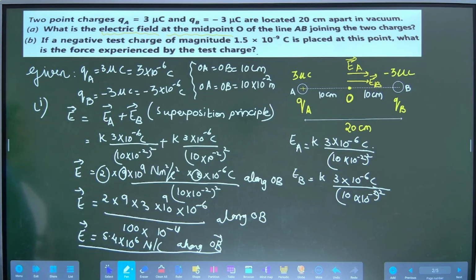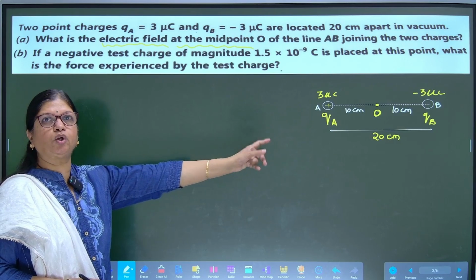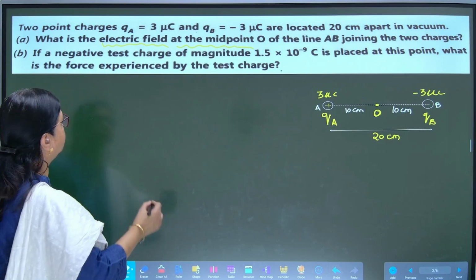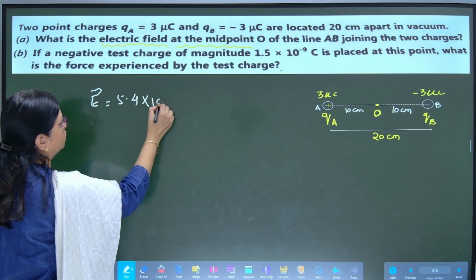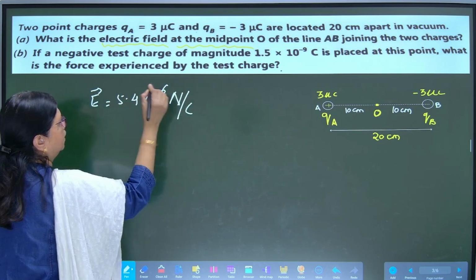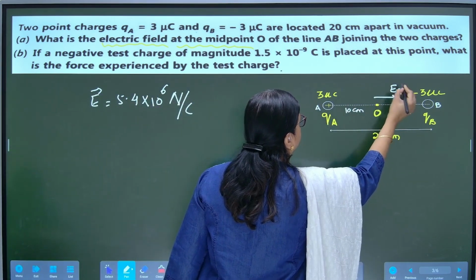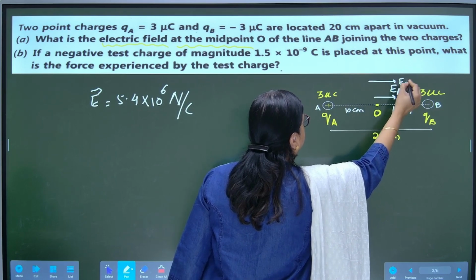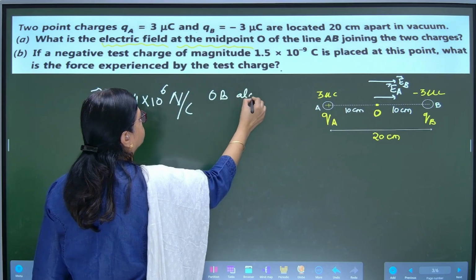Clear? Okay. So take a screenshot so that we can go to the next part of the question, the second bit. Continuing the same question for the same configuration of charges, remembering that we have already calculated E is equal to 5.4 into 10 raised to 6 Newton per coulomb, and the direction of this electric field was along OB.